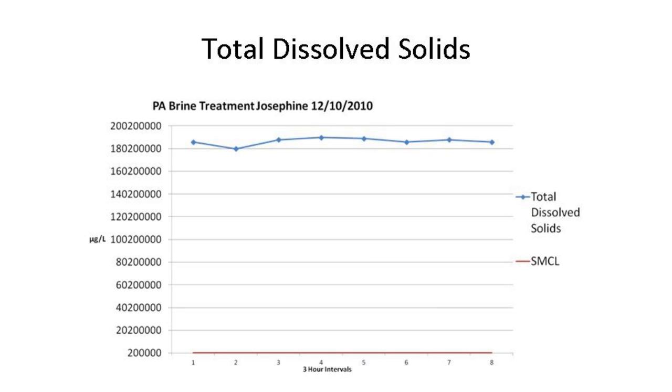Next slide. This is a total dissolved solids level coming into this creek. Yeah, all those zeros. 18 million parts per billion of total dissolved solids that is legally being put into Blacklick Creek. Legally.